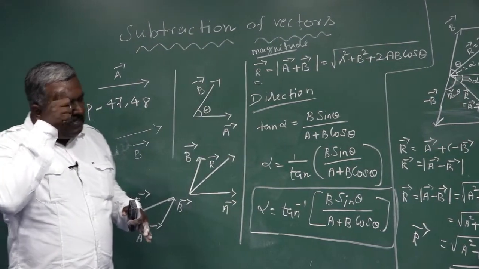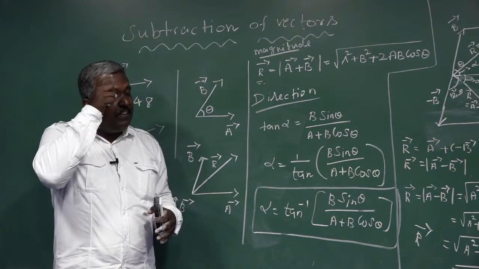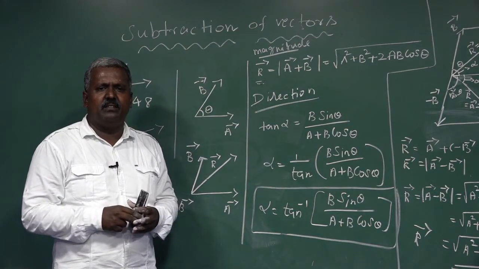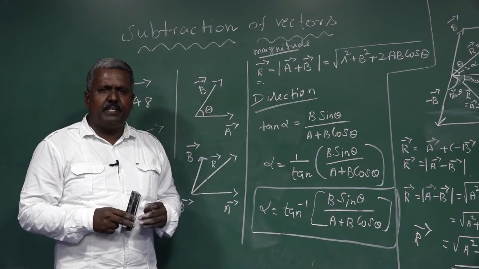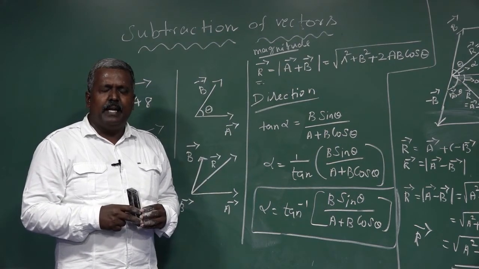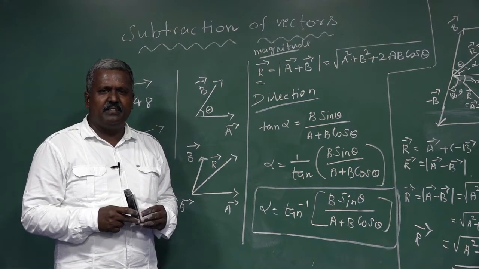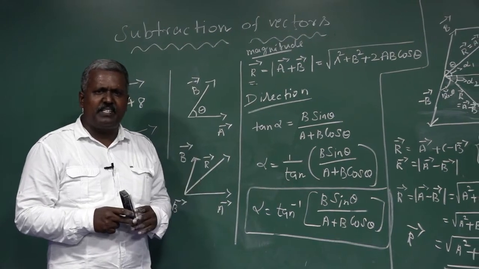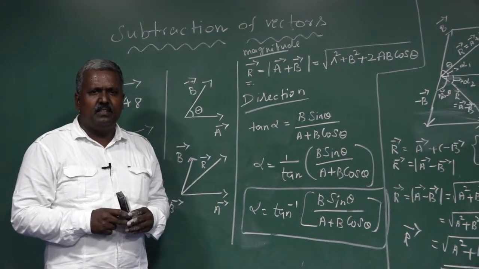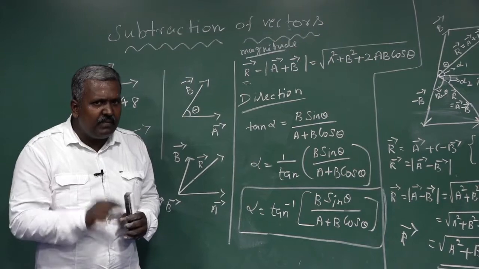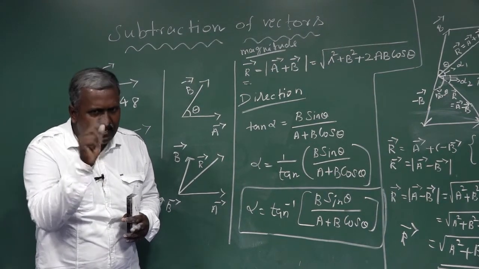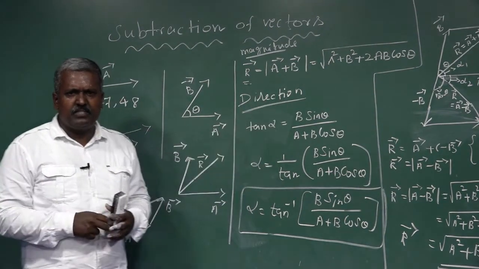In the last class, you derived the formulas for the magnitude of the resultant vector and the direction of the resultant vector with the help of the triangle of addition. Yesterday, 2 pages of derivation came. Am I correct or not?